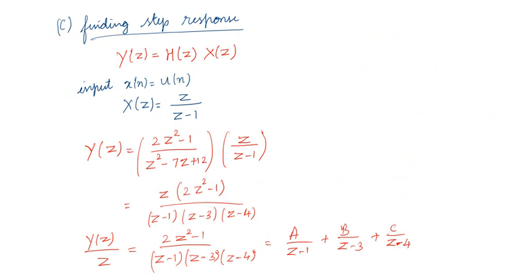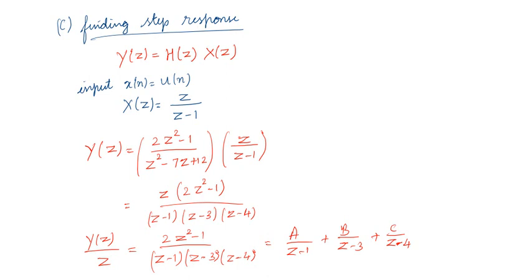Next, we will find the step response. We know already that the output is equal to the system function times the input. For the step response, the input is a step, x of n equals u of n. What is the Z transform of u of n? X(z) equals z by (z minus 1). So you multiply H(z) with X(z), the system function times the unit step input, z by (z minus 1).